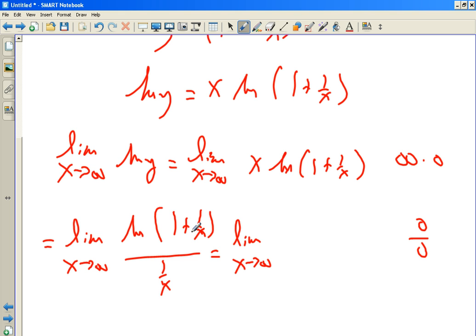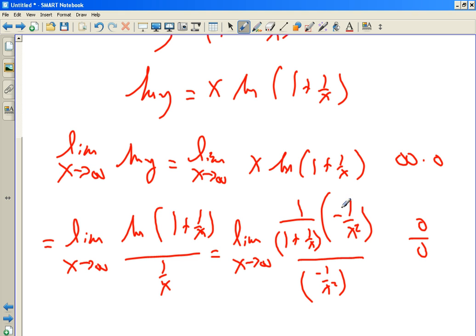Remember, how do you differentiate ln of u? 1 over u times du dx. Right? If that's u, the derivative of 1 is 0, derivative of 1 over x we've seen already. All over the derivative of the bottom. But guess what? We know this derivative. Came up a couple of times already today. What happens? They cancel. So now what? It's not 0 over 0 anymore. What is it?